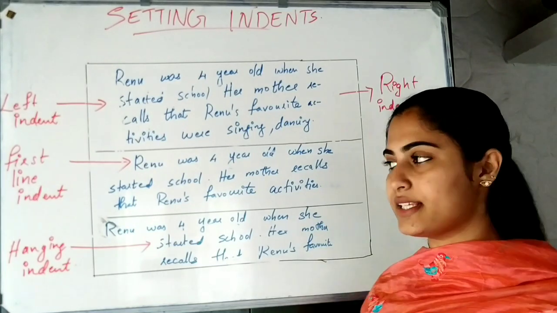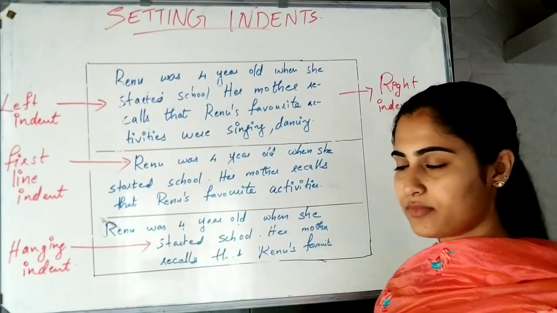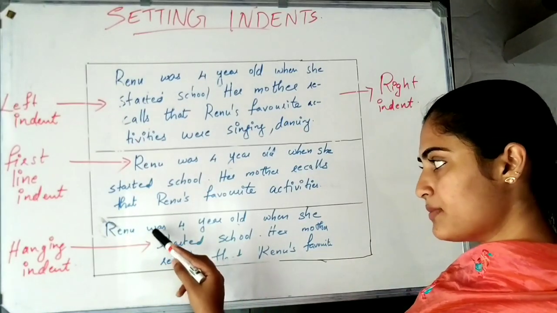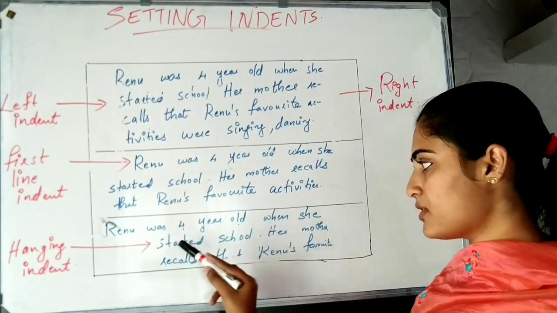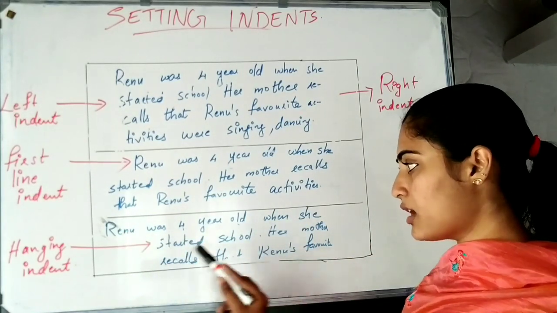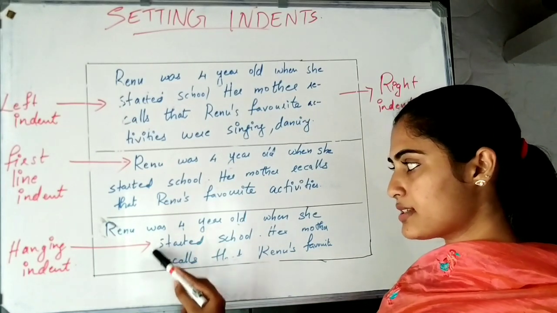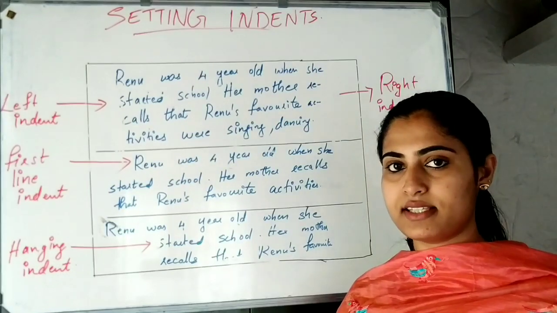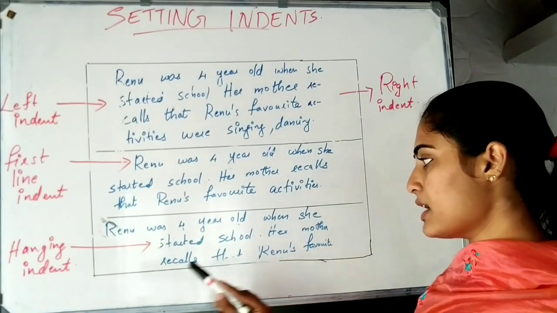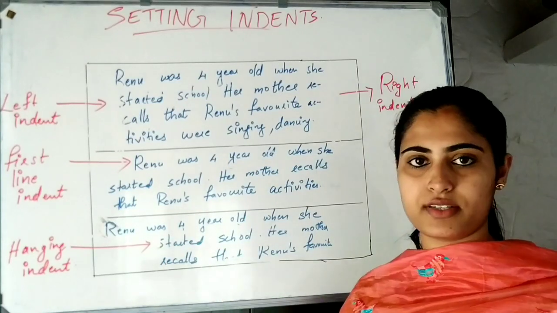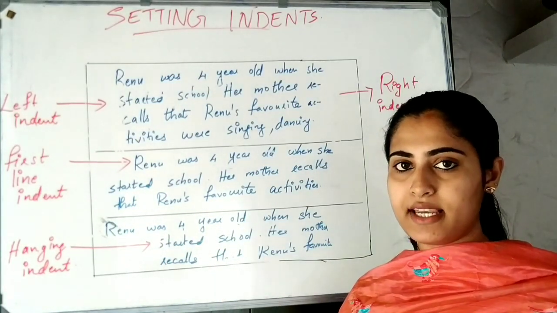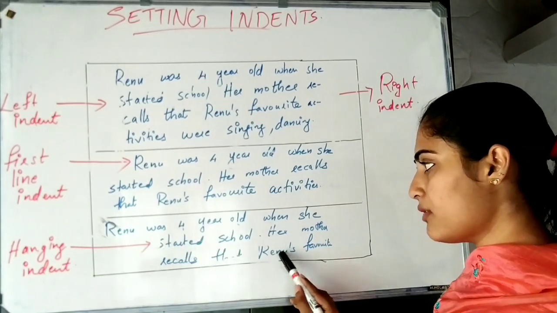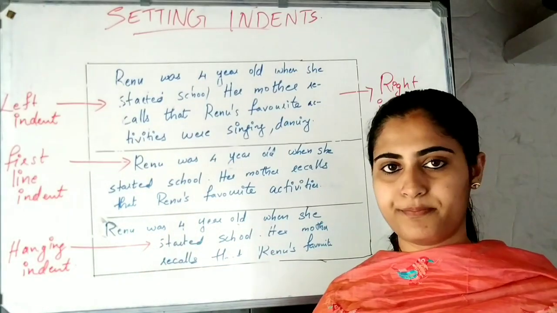Last one is hanging indent. Hanging indent means, see, this is a paragraph and inside this, except the first line, the other lines, they start from a point. And that starting point is set by the hanging indent. Hanging indent means they set the starting point of all the lines in a paragraph except the first line.